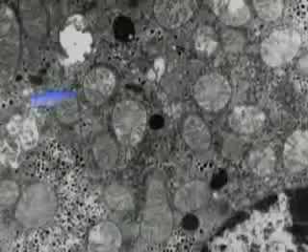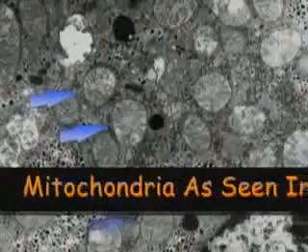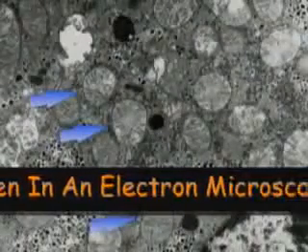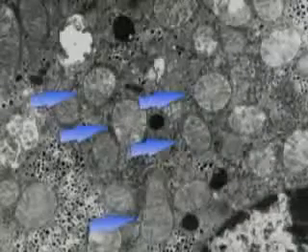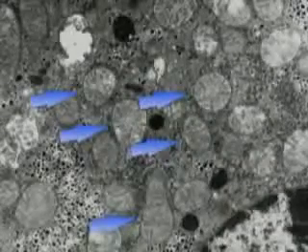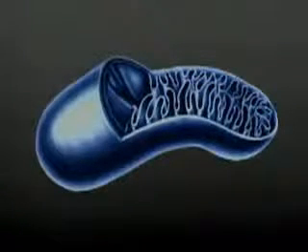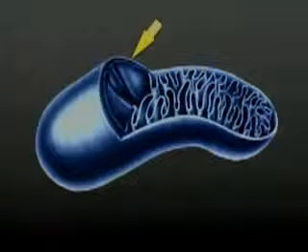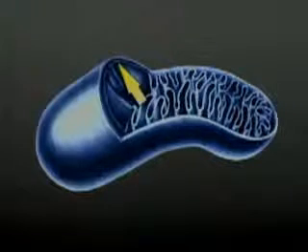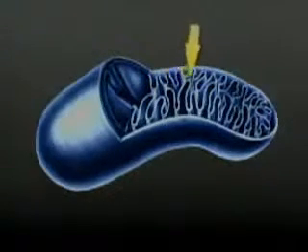More often, however, cells contain hundreds or even thousands of mitochondria. Cells that require more energy, for example, kidney, liver, and muscle cells, have many more mitochondria than cells that require less energy. Structurally, mitochondria vary in size and shape. However, all mitochondria have two membranes, an outer membrane, which is smooth, and an inner membrane, which is arranged in a series of internal folds called cristae.